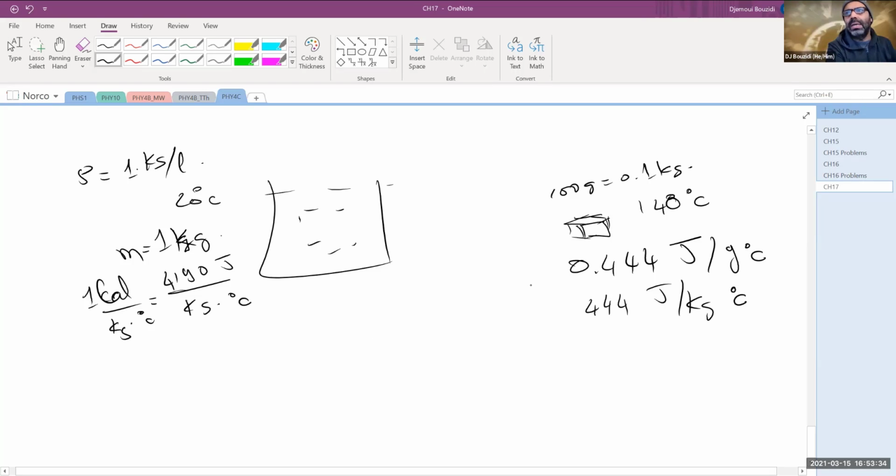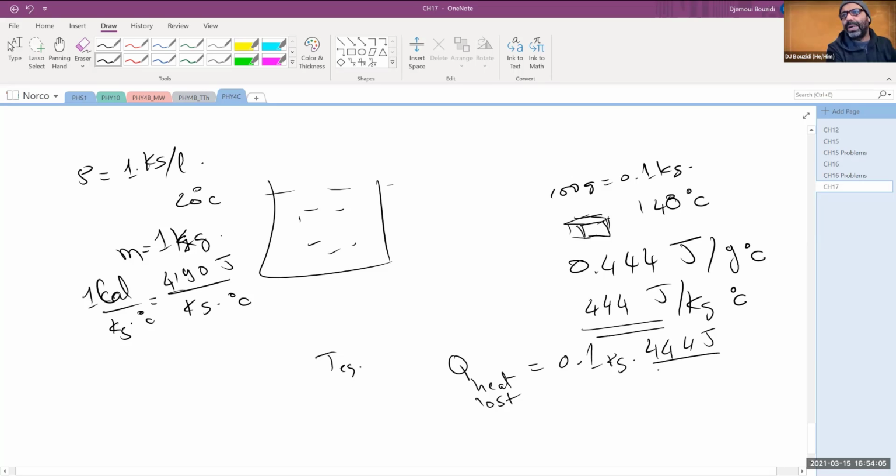Let's say, for example, I lost this much heat to bring this temperature from 140 degrees down to the temperature of equilibrium. Once I reach that point, the amount of heat lost to cool it down from 140 degrees to the new temperature is going to be the mass of iron, which is 0.1 kilogram, times the specific heat, which is 444 joules per kilogram per degree Celsius, times the difference in temperature. We were at 140, now we are at a new equilibrium temperature.